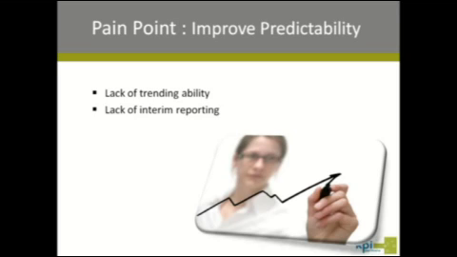Lack of interim reporting. We see a lot of finance organizations that really don't give users any view into financial data until a particular period is closed. And often that's too late for a particular business group to be able to do anything to change those numbers. So the lack of interim reporting and trending we see really hampers the ability to predict.